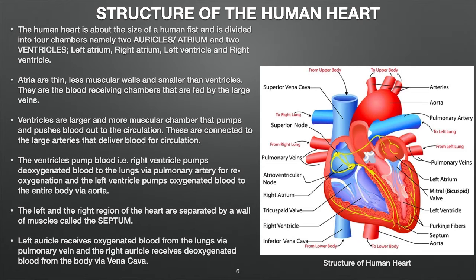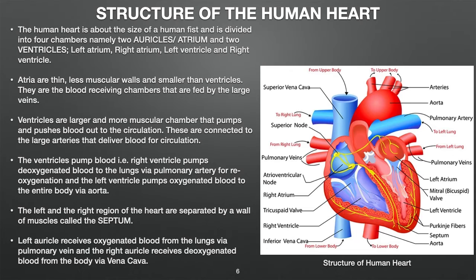Now we'll be talking about the structure of the heart. As you know, the heart is about the size of the human fist, the clenched fist, and it is divided into four chambers. The two upper chambers are called the atria or the auricles. Atrium is the singular form, and the two lower chambers are called the ventricles.